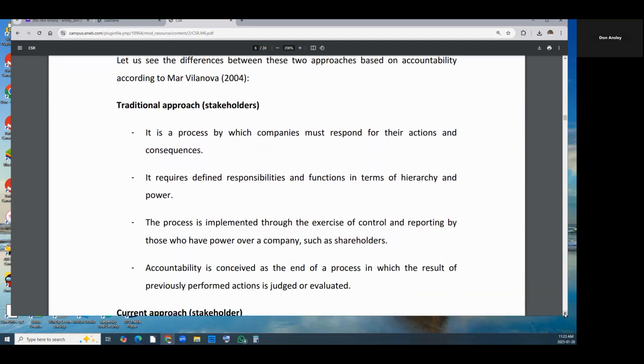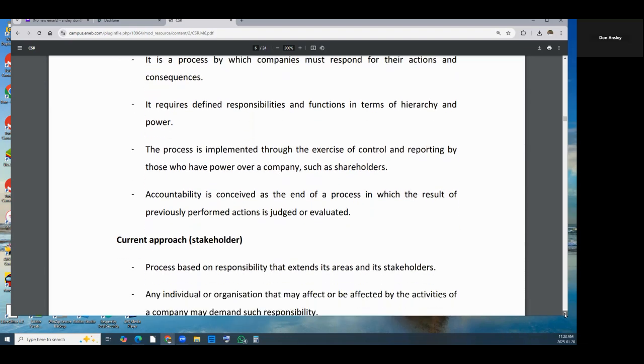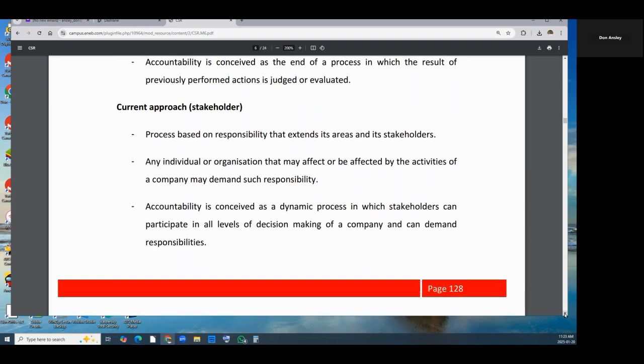Traditional approach. It is a process by which companies must respond for their actions and consequences. It requires defined responsibilities and functions in terms of hierarchy and power. The process is implemented through the exercise of control and reporting by those who have power over a company, such as shareholders. Accountability is conceived as the end of a process in which the result of previously performed actions is judged and evaluated.